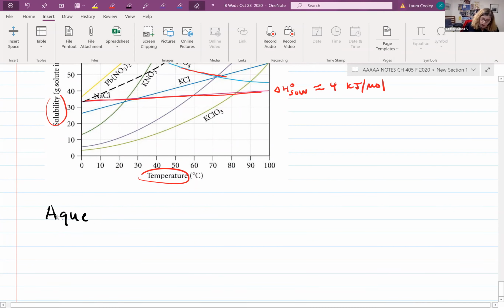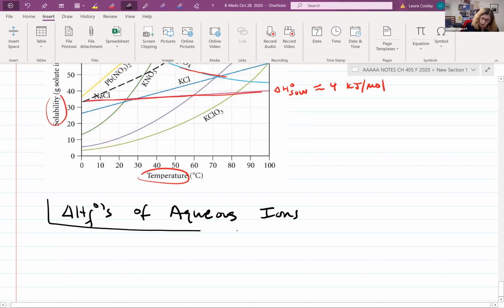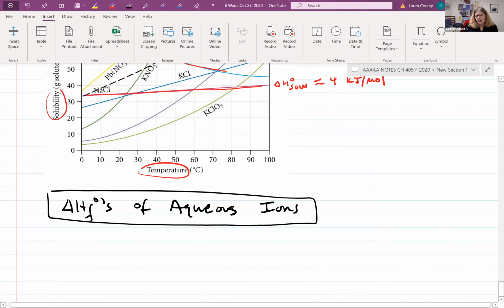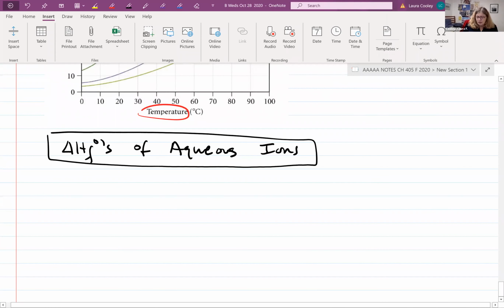So really what I'm talking about next is delta HF zeros of aqueous ions, and why are they hard to find? Why do they require special treatment? What's the dilemma about them? Because there is one, really. So this is an interesting situation of ions in solution. And this is the last thing I really talk about in thermochemistry.